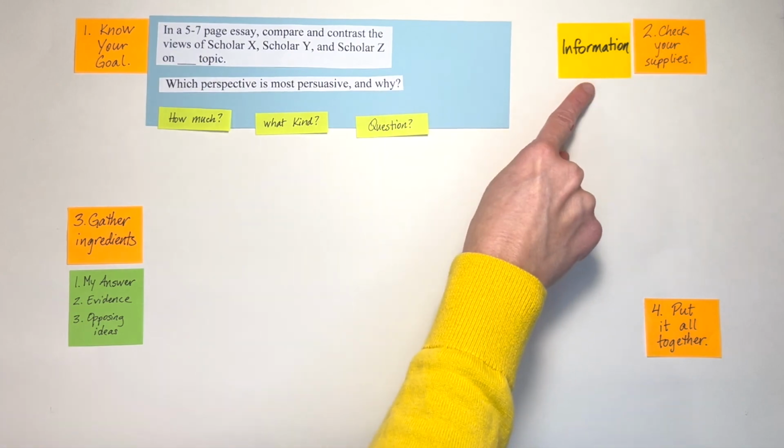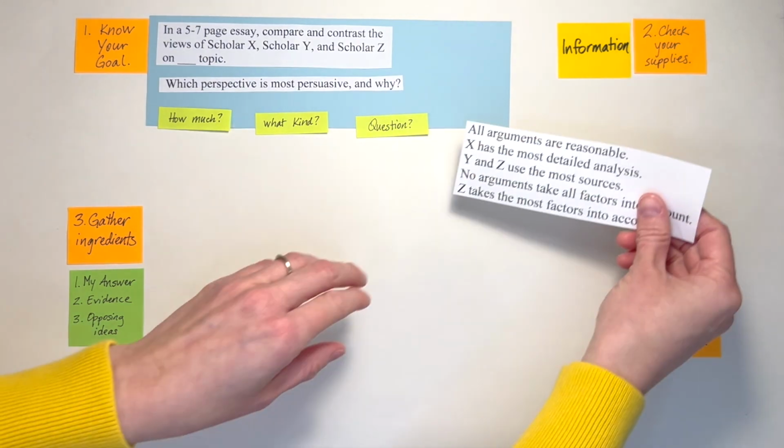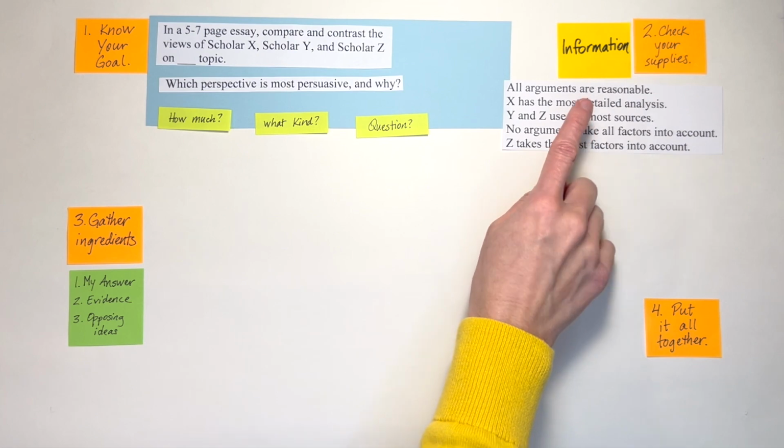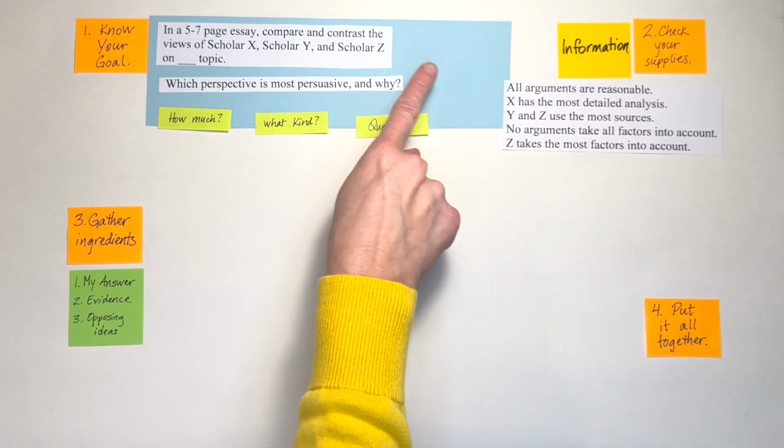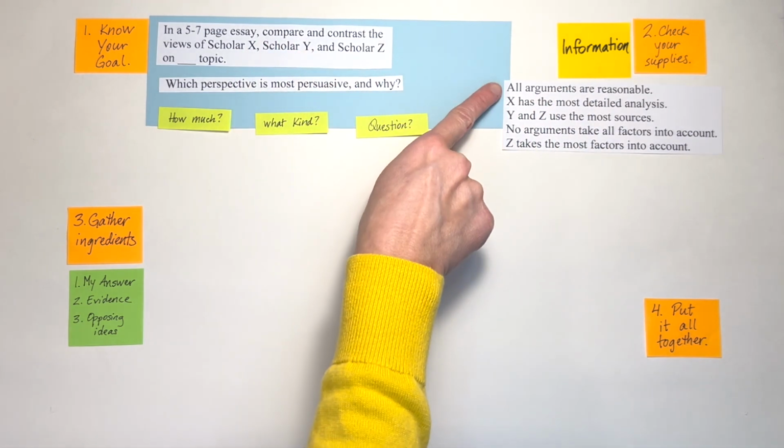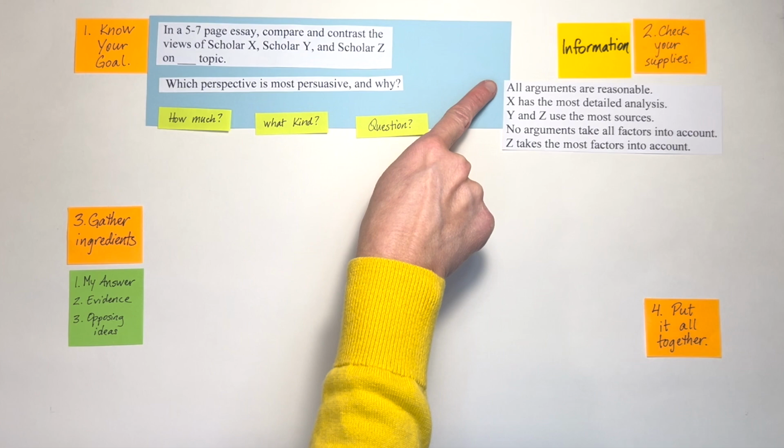All right, let's move on to step 2 and look for supplies, the information we have from our sources. And here, the sources are going to be the things that scholar X, Y, and Z wrote. So let's say I've read carefully through all of their writings.